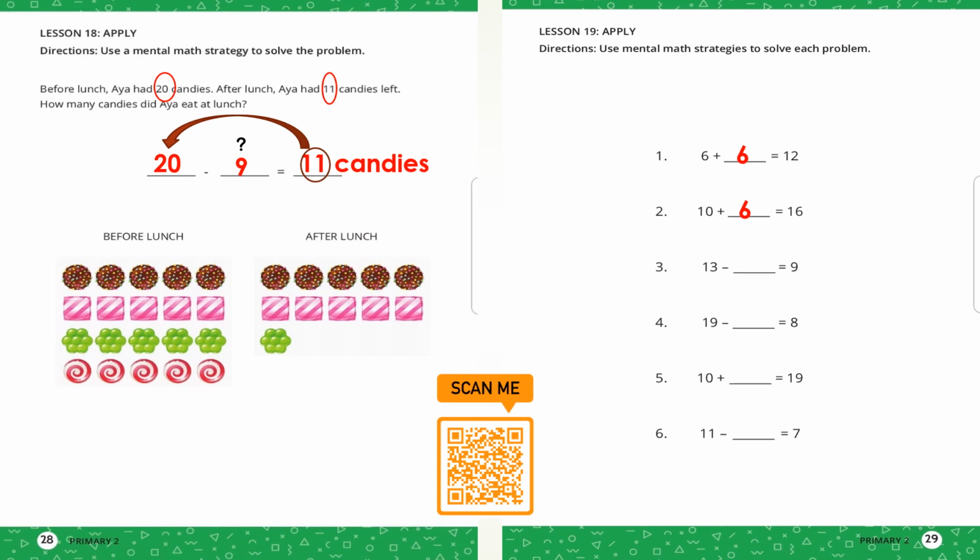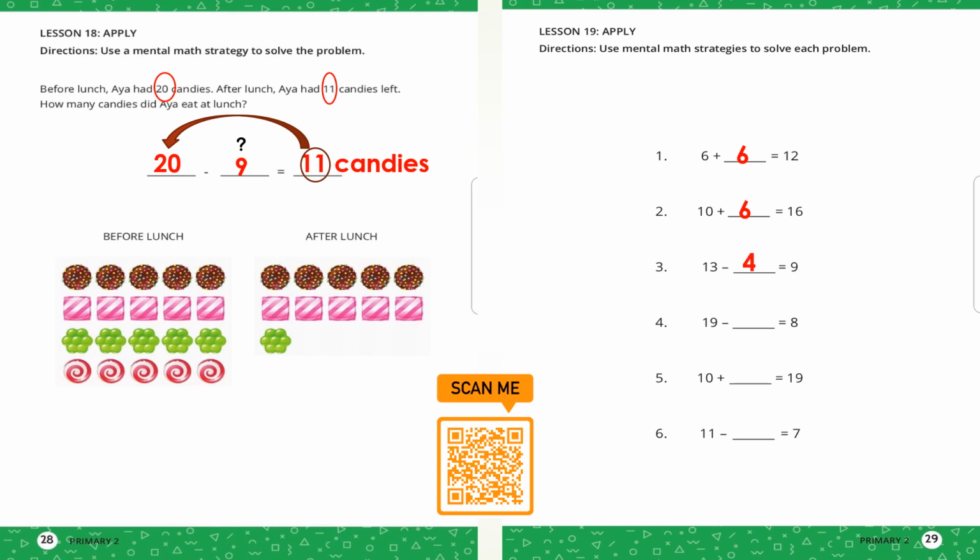Okay? Question number 3. 13 minus what equals 9? Count from small to big. We have the missing number here, okay? So we will count from small number 9 to 13. After 9, 10, 11, 12, 13. How many fingers do we have? 4. So we will write 4.